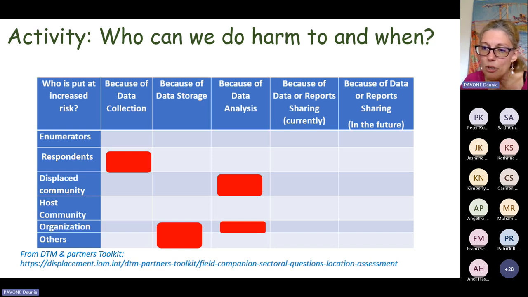And then the organization and displaced community during data collection. Yes, organization, because we have reduced funding, exactly. And displaced community. Alice, why displaced and host community? Because of the risk that you were mentioning. The protection risk that people face, like evictions and separation, etc. So we have host communities, we have displaced community facing different types of protection risks.